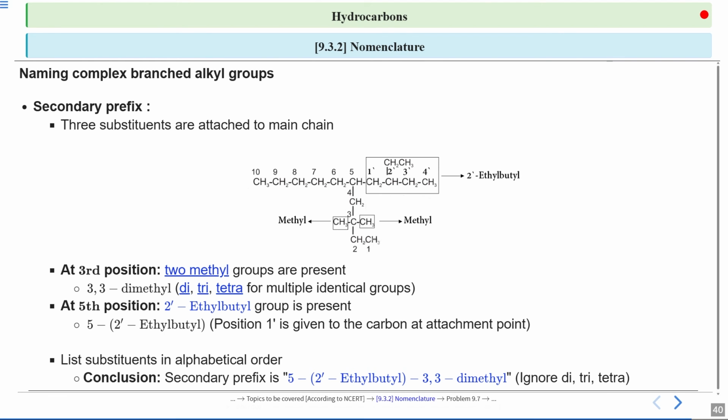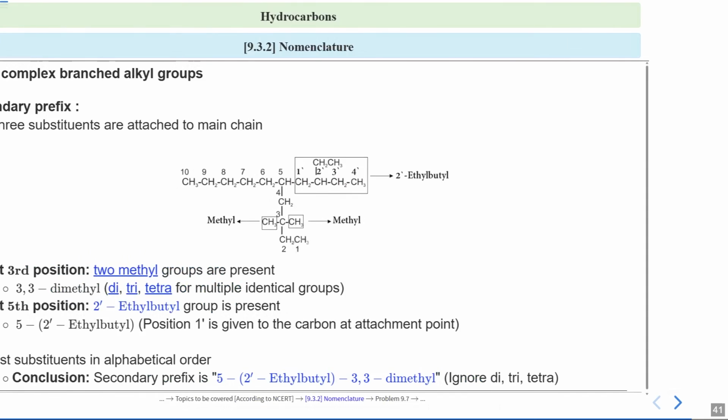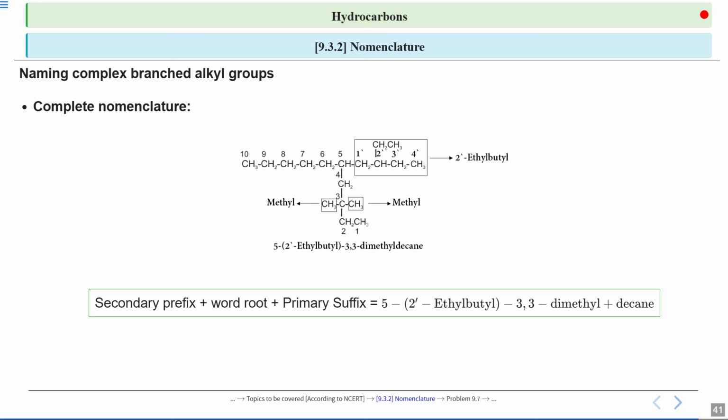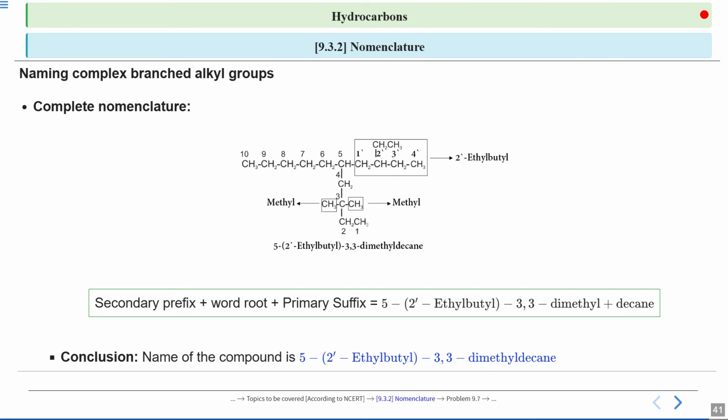Finally, we can just write them together and give the complete name as 5, then in the bracket 2-ethylbutyl, then after closing the bracket 3,3-dimethyl. So this is the secondary prefix for the given compound. Now placing them all together, the complete nomenclature will include the secondary prefix, word root and the primary suffix. Therefore, the complete name is 5-(2-ethylbutyl)-3,3-dimethyldecane.